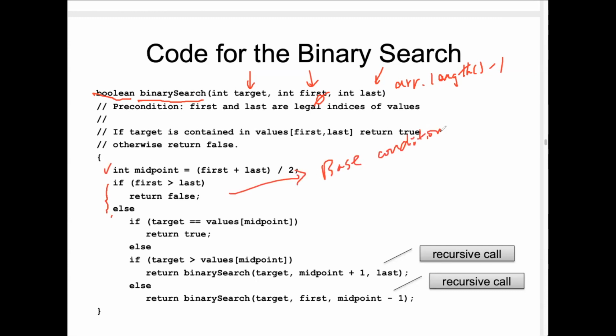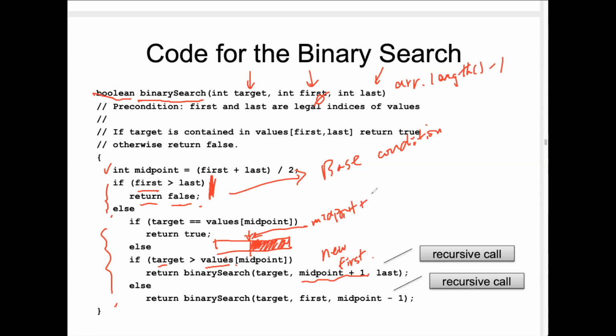This is your base condition. Base condition is your exit strategy. You don't want to keep this recursion going. When first becomes greater than last, that means the pointers cross each other and you return false right away. Every recursion has to have a base condition. If this is not the base condition, what you have is a divide and conquer. This is your new first. When target is greater than value, you know that the target is actually on the right side of your array. Assuming this is the array, right side of the midpoint, this is midpoint, this is your midpoint plus 1. That's your new first. Last is still here, and then you can search on this plane.